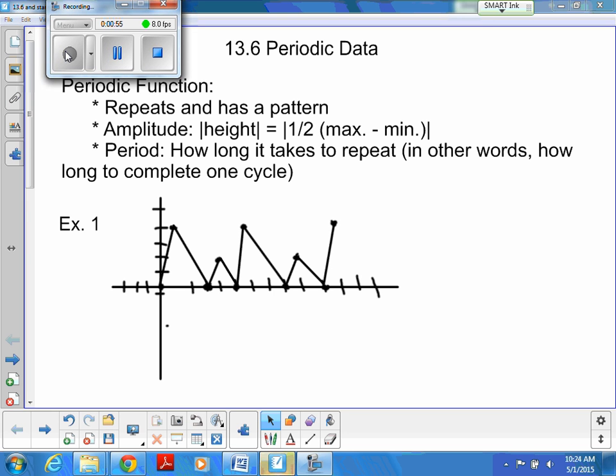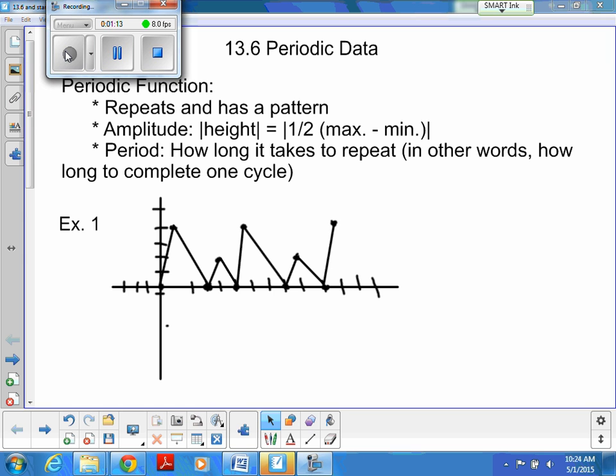So what is a periodic function? Which is going to be sine, cosine, and tangent. They repeat. They're going to have a pattern for the rest of this chapter. All the graphs will have a what? They'll have a pattern. As you can see, there's a pattern on this graph. This is not a sine or cosine graph, though.